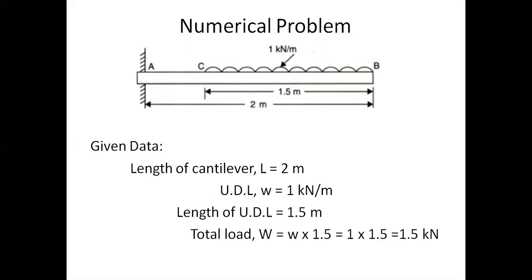If we want to convert this entire UDL into a point load or a total load, then the total load W, capital W, will be the magnitude of the UDL, that is 1 kilonewton per meter, into the total length of the UDL, that is 1.5 meters. So 1 kilonewton per meter into 1.5 meters gives 1.5 kilonewtons of load. So when we replace the UDL with a point load, the value of that point load will be 1.5 kilonewtons. The conversion of the UDL into a point load is very important when we calculate bending moments at various sections.